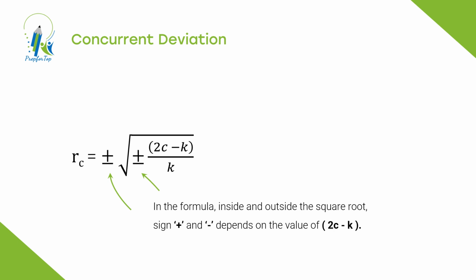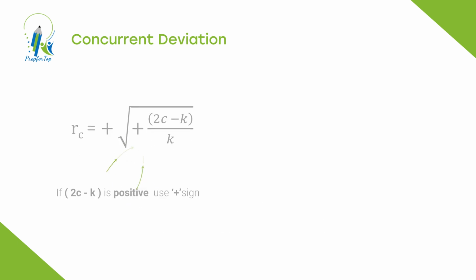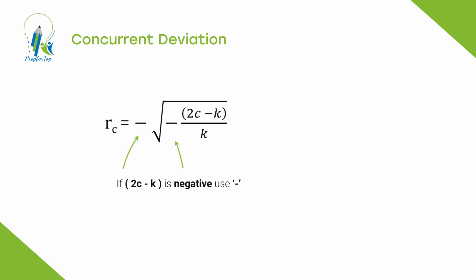In the formula, inside and outside the square root, the sign plus or minus depends on the value of 2C minus K. If 2C minus K is positive, use plus. If 2C minus K is negative, use minus.